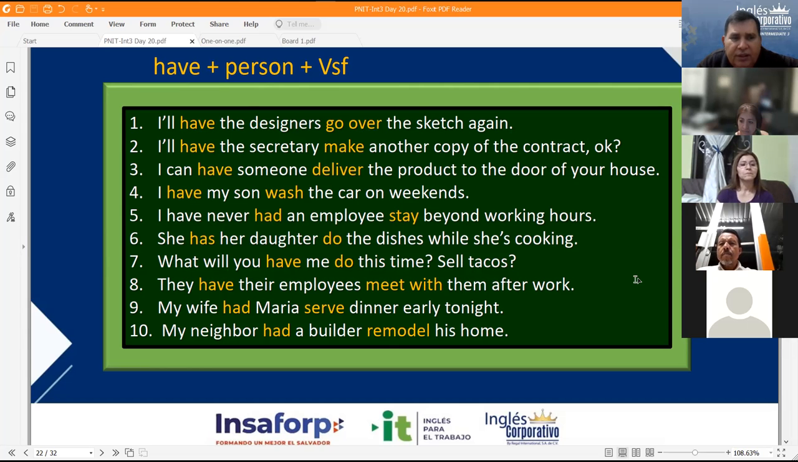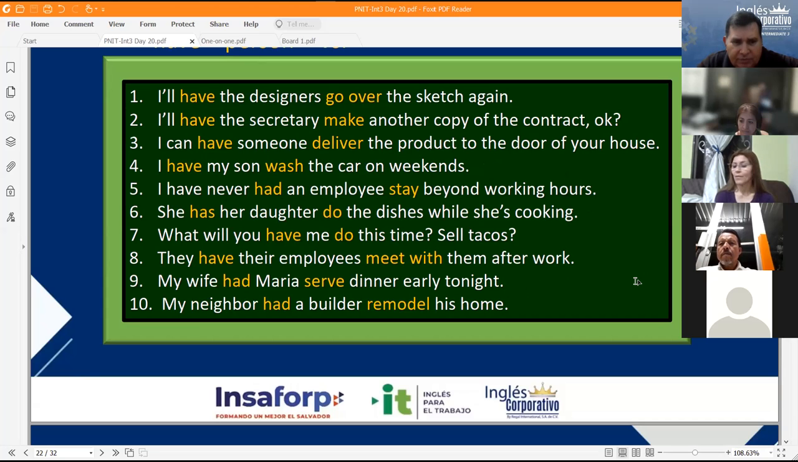Now, who wants to read 6 through 10? Me, teacher. Thank you, Mayrita. Number 6. She has her daughter do the dishes while she's cooking. Number 7. What will you have me do this time? Sell tacos? Number 8. They have their employees meet with them after work. Number 9. My wife had Maria serve dinner early tonight. And 10. My neighbor had a builder remodel his home.